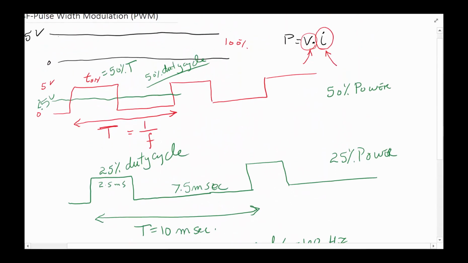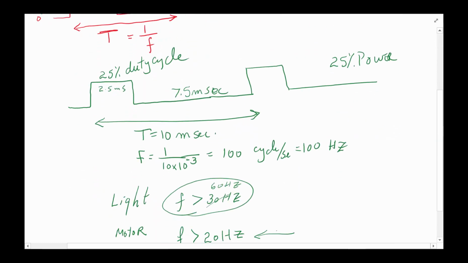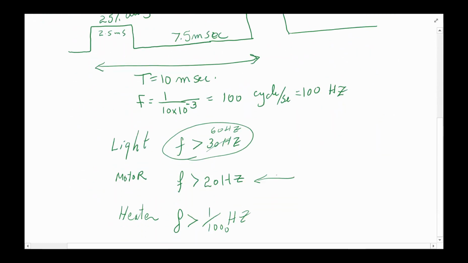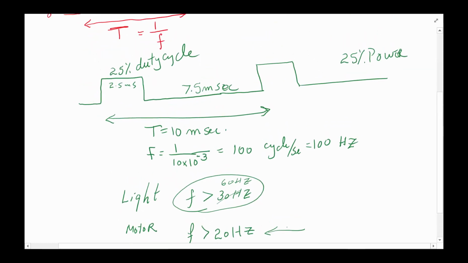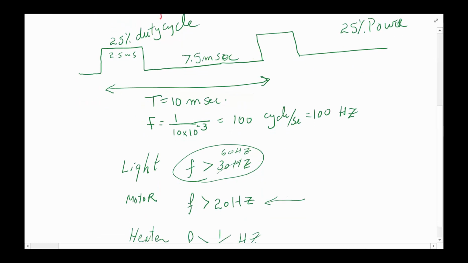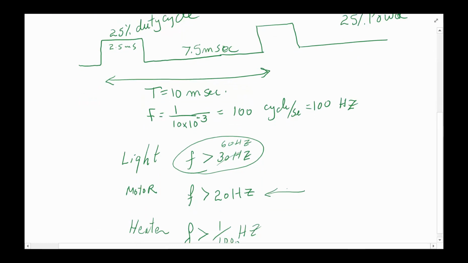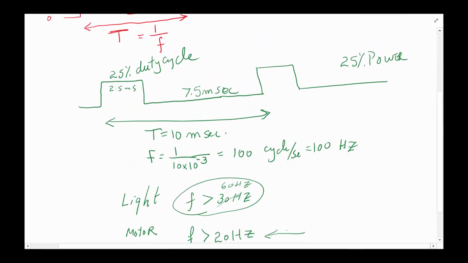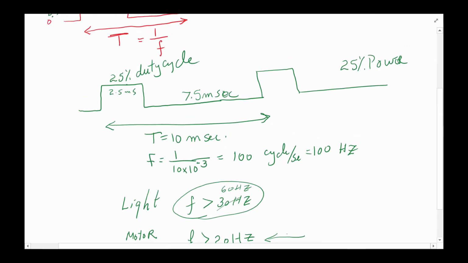As a quick summary, you can pick a signal. The only thing you have to make sure of is that you know what you're driving, so your frequency is high enough. In other words, the period is short enough that it gets integrated and the device sees it as an average power as opposed to turn on, turn off. As we mentioned, lights, motors, and heaters have different requirements as far as how fast you should be running this. And simply by increasing or decreasing the on time or the duty cycle, you control how much power is delivered to the system.